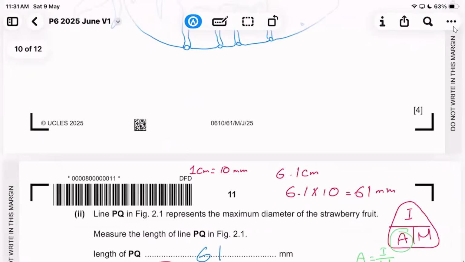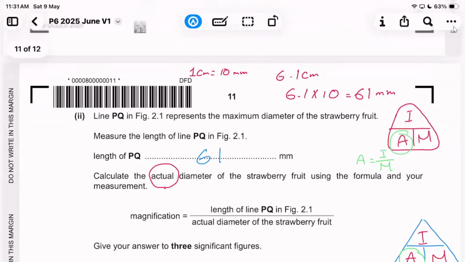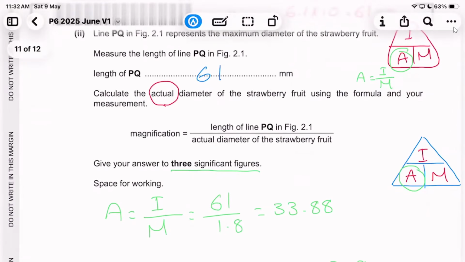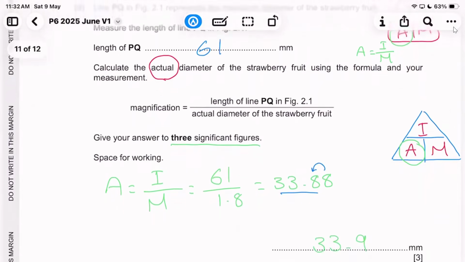So 61 divided by 1.8 is equal to 33.88. We are asked for three significant figures. So 1, 2, 3 significant figures. After that, we look at the next digit, 8, so we add 1 to the 8 to get 33.9.